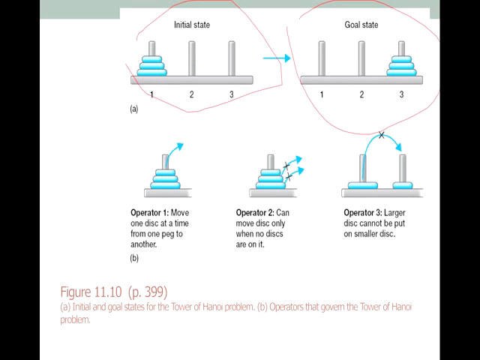So I can only move one disc at a time from one peg to another. So I can move the smallest disc to peg 3 if I wanted. I can't move a disc at the bottom first, so it's got to be the top disc. And I cannot place a larger one on a smaller one because it'll smush it or something. So people try to solve this problem going from the initial state to the goal state, and we have to follow these operators, so no cheating.